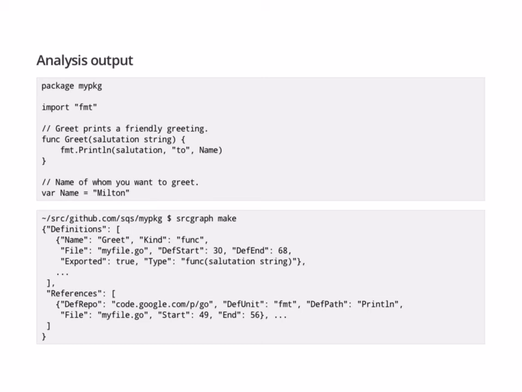Down below in the references, we see the print line reference. This is from character 49 to 56, and this reference info just says it refers to the standard library's func.println. And so on sourcegraph.com, that's how we would know that clicking on println should take you to the definition in the standard library.